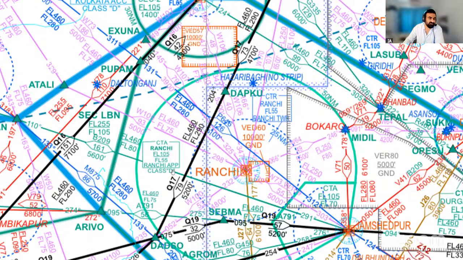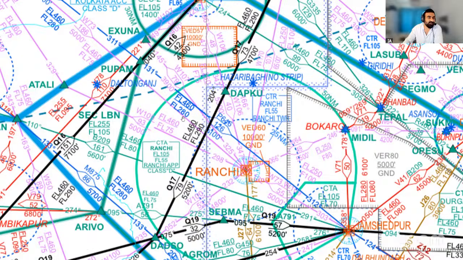There's class D airspace, and there are different types of airspaces. We will read upon them. Flight level 55 to flight level 105 within 50 nautical miles. So let's say you are on Dapku, but Dapku is not entering Ranchi. If I'm on Dapku, then I might not be at a lower altitude. I'll be at a higher cruising altitude, which is flight level 290 to flight level 460.